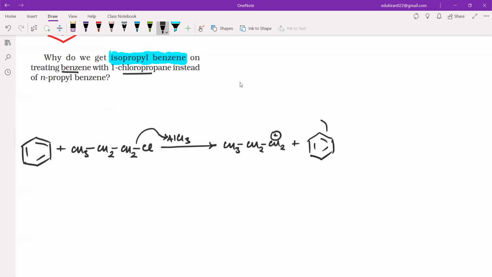तो हमको क्या मिलना चाहिए था? I should have got benzene ring attacked on the CH2 positive carbon, which is bonded to CH2, which is bonded to CH3. So I should have got N-propyl, that is normal propyl. This is propyl here. Normal propyl benzene, N-propyl benzene. But we are not getting this product. This was expected.